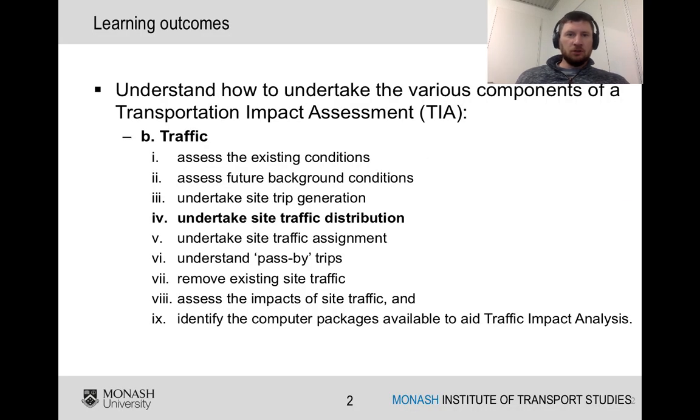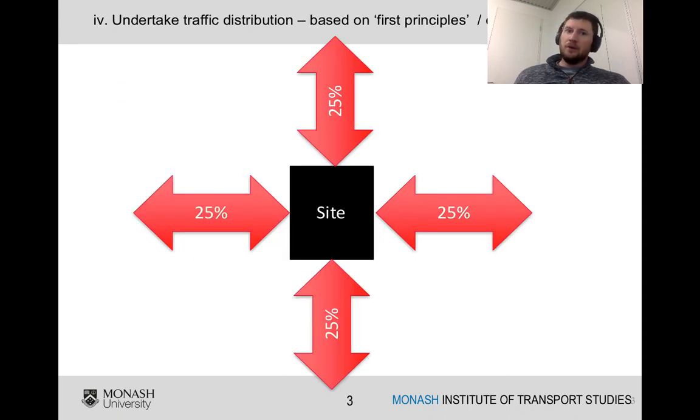So in the past video, we looked at site trip generation, how many trips are actually going to be created by our new development. Now we're looking at where all those trips are going to go, distribution. So how are we going to do this?